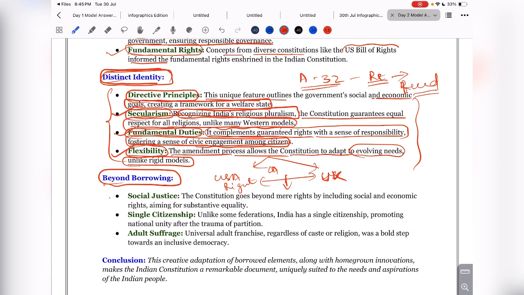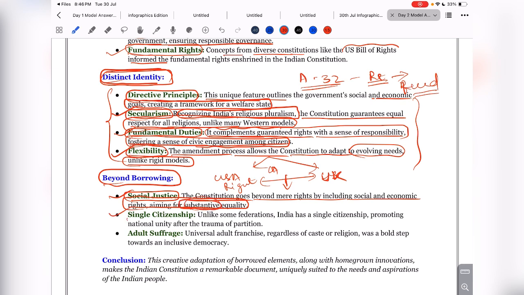First is social justice. The constitution goes beyond mere rights by including socio-economic rights, aiming for substantive equality. So the meaning of social justice is that it is not about bringing equality at the superficial level. It tries to bring equality at the real ground level. Substantive means at the ground level.